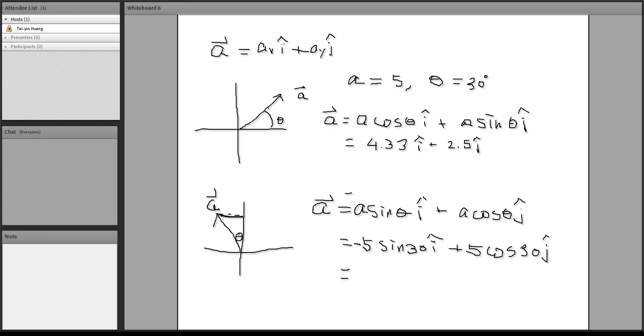So numerically, you should get negative 2.5 i hat and then plus 4.33 j hat. So you can see that it really depends on the angle that is given. You would not always use the x component as A times cosine theta and the y component as A times sine theta, because it really depends on which angle you're given. So this is when you have a vector that's pointing in the second quadrant.